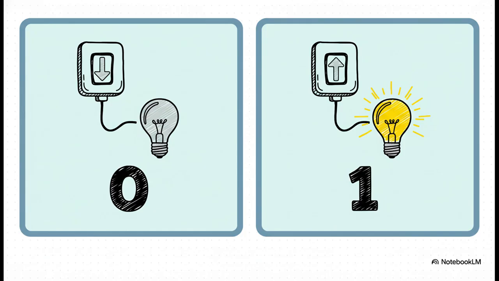Each one of these billions of switches can only be in one of two states. It's either off or it's on. That's it. To make sense of it all, we represent off with the number 0 and on with the number 1. This simple two-number system is called binary, and it is the absolute foundation. It's the native language of every single computer out there.